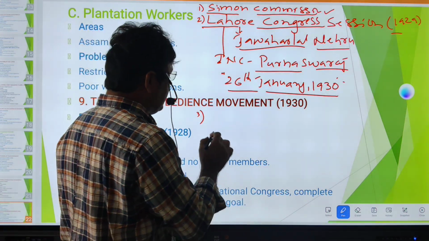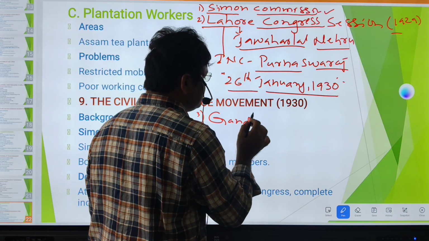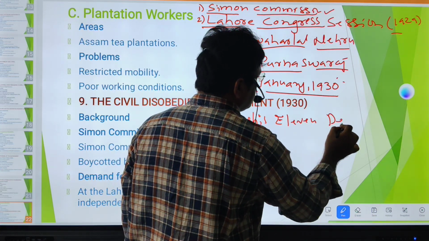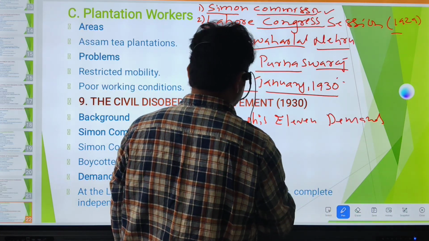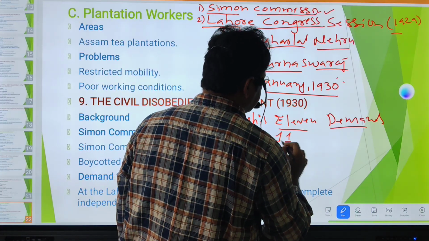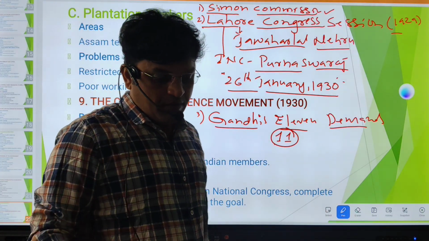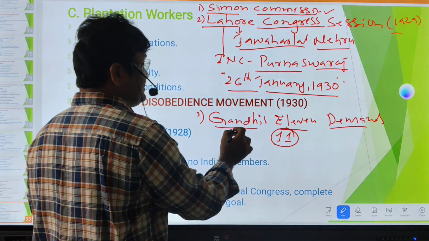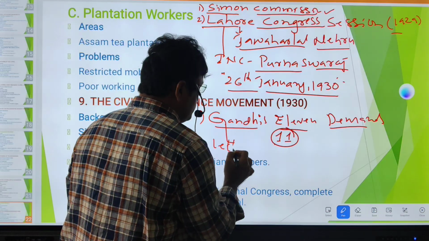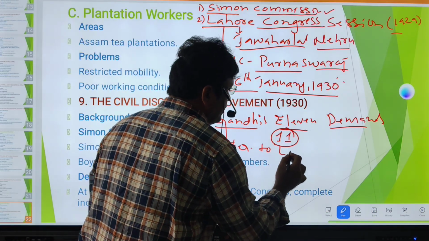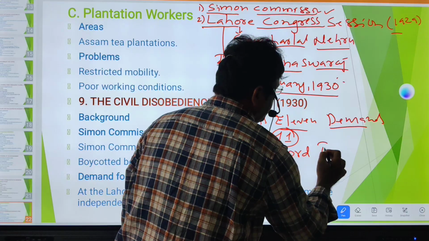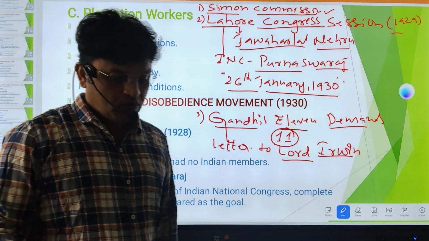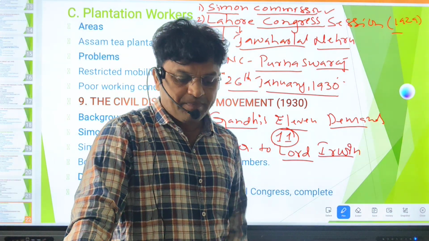The third one is called Gandhi's 11 demands. Gandhi put 11 demands. Before starting the movement, Gandhi sent a letter to Viceroy Lord Irwin. Who is Lord Irwin? He was the Viceroy of British India. So he sent a letter to Lord Irwin presenting 11 demands.